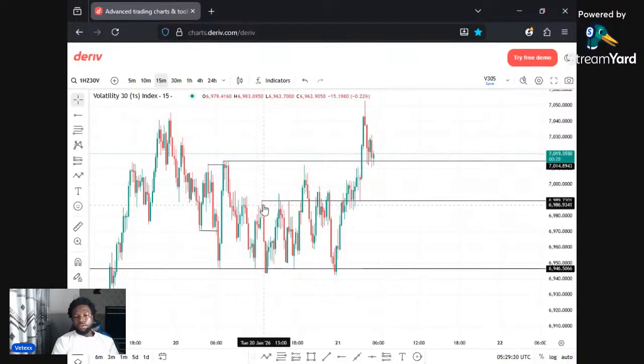So this is our structural liquidity yesterday. That was the structural liquidity we used, and then was it this? Okay.